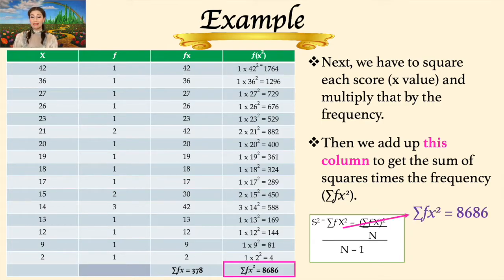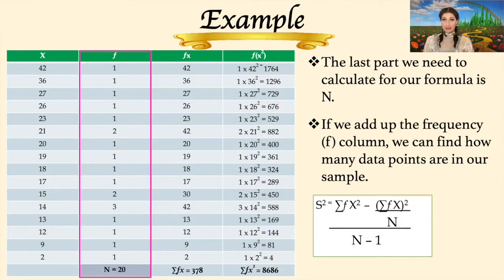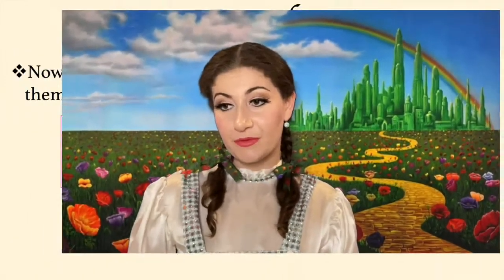So far we've calculated the sum of f of x squared and the sum of f of x. The next thing we need to do is calculate n. Remember, n represents the total number of data points you have in your sample. If we add up the frequency, the f column, we can find how many data points actually are in our sample. If you notice, the sum of the numbers in that f column add up to 20. So 20 is going to be our n, and 20 minus 1 would be 19.